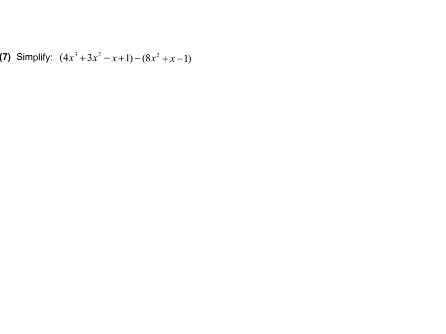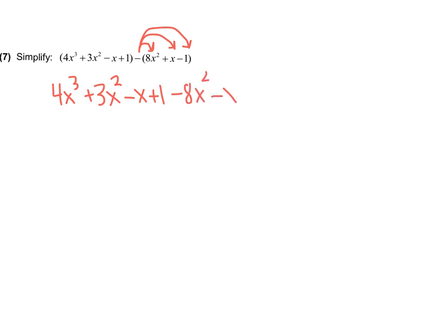Okay, this problem is just like the previous problem, like number 6. We're just distributing this negative, so we'll multiply every term in the second pair of parentheses by a negative. So we'll get rid of both pairs of parentheses. We have a 4x cubed plus 3x squared minus x plus 1, and then minus 8x squared minus x, and then plus 1, because a negative times a negative is a plus.